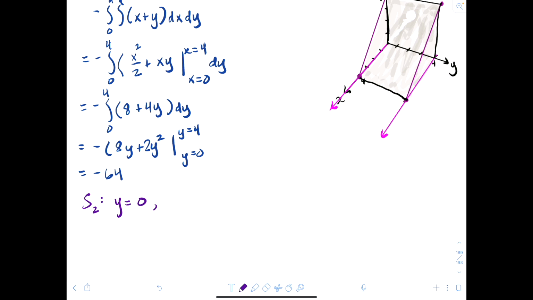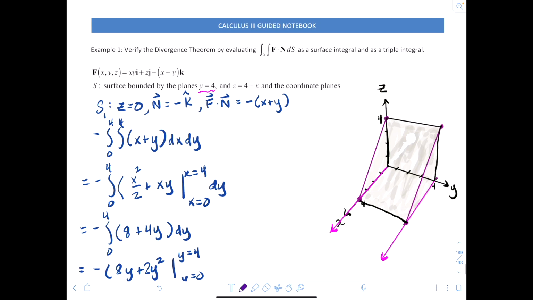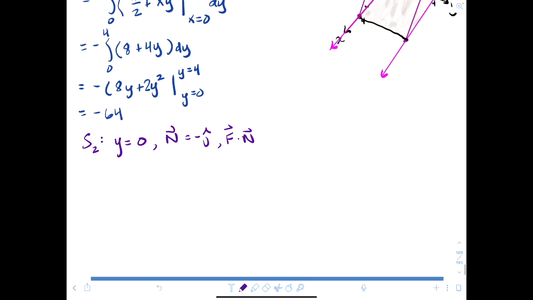And so n is going to be negative j, to stick it outward. So then what will happen is our dot product of f dot n will end up being negative z, because that j is the only one that would stay. Others are 0. So that would be negative z.